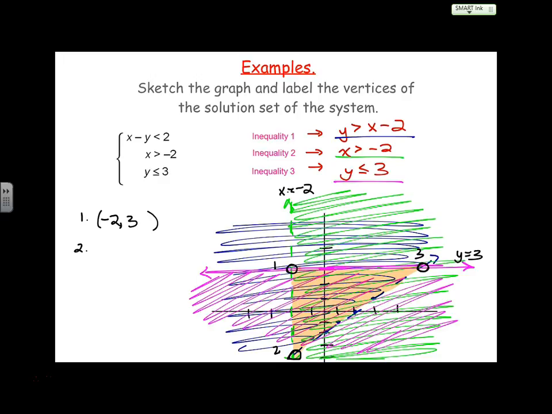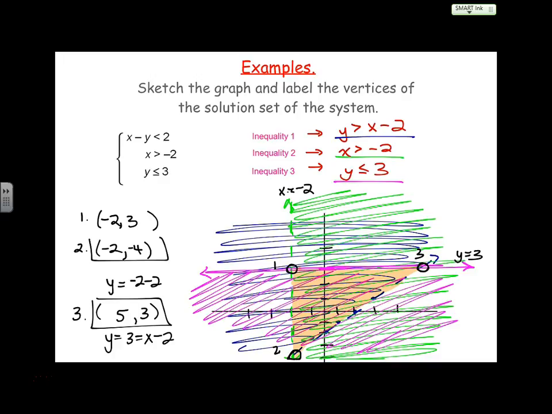Number 2, my x value is yet again -2, but what is the other function coming into this guy? Yeah, it's y equals x minus 2, so I plug in -2 minus 2. What's my y? -4. And then for number 3, I have my y value of 3. I just need to plug that into y equals x minus 2, so 3 equals x minus 2, x equals 5. I have my 3 vertices, same thing as my 3 corners, by finding my intersections. If you graph carefully, maybe you can see it on your graph.